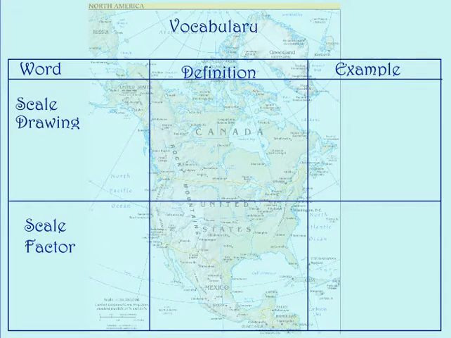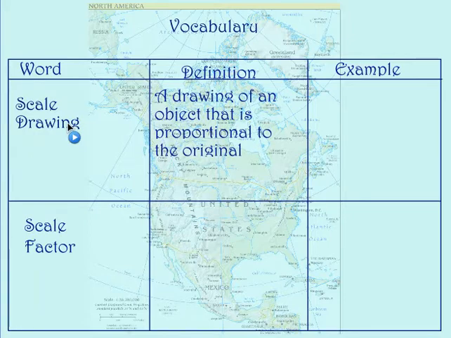First and foremost, our vocabulary. A scale drawing is a drawing of an object that is proportional to the original. We talked about similar figures and how they have to be proportional in order to be similar. Same thing with the scale drawing, except now you're talking about a drawing of a blueprint or a map, instead of just a regular shape. Examples: a blueprint, or a map.